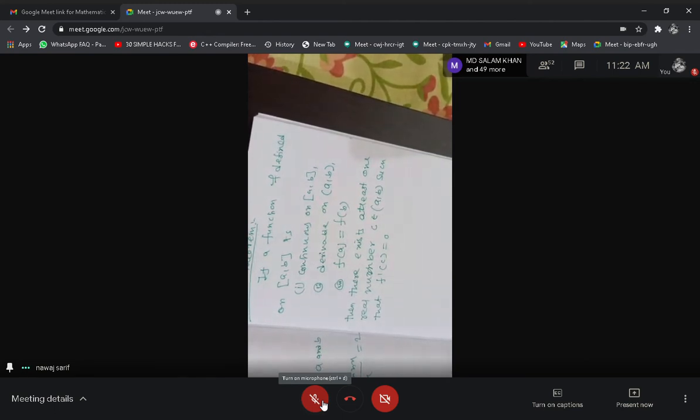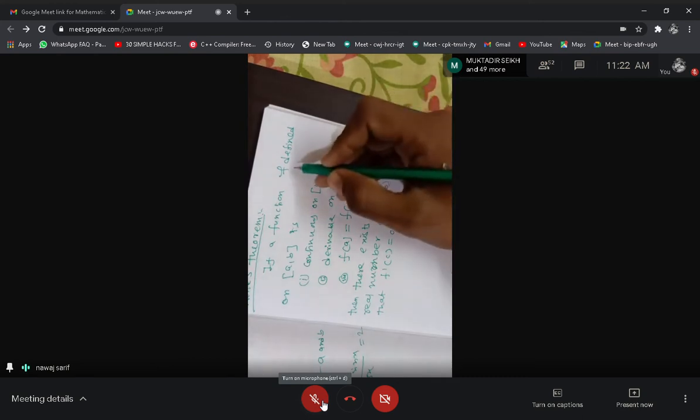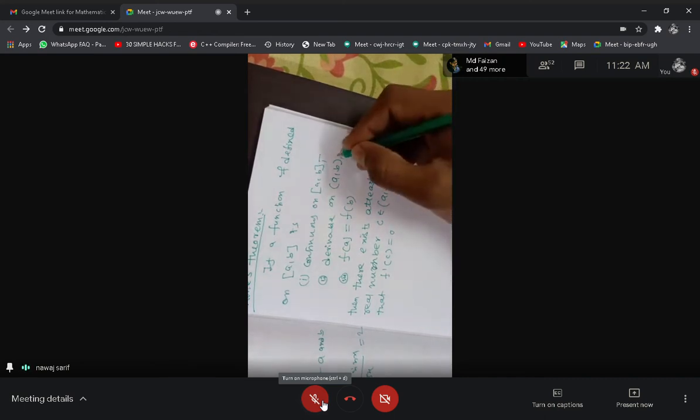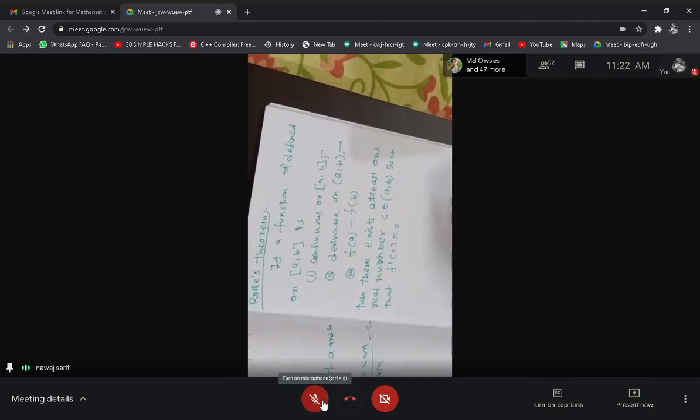Student: Sir, in Rolle's theorem, if any one of these three conditions holds, then the theorem applies, right? No, no. Function f must satisfy all these three properties in the closed interval. If any one of these does not hold, then this is not true. Strictly need to satisfy all three properties.